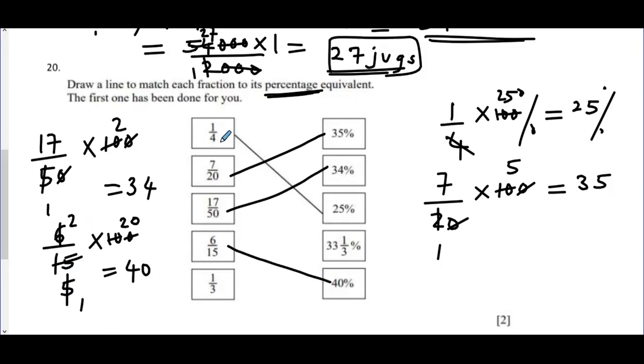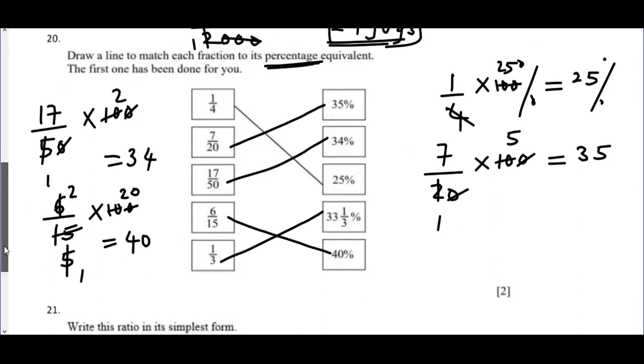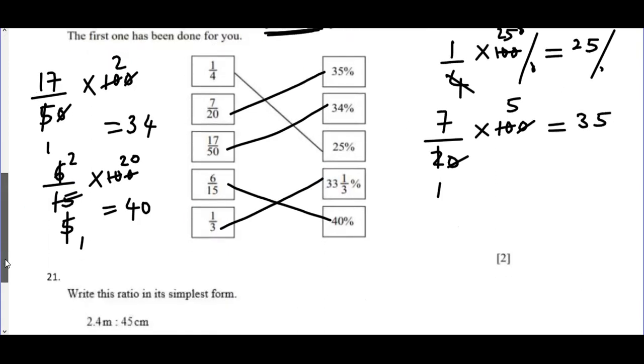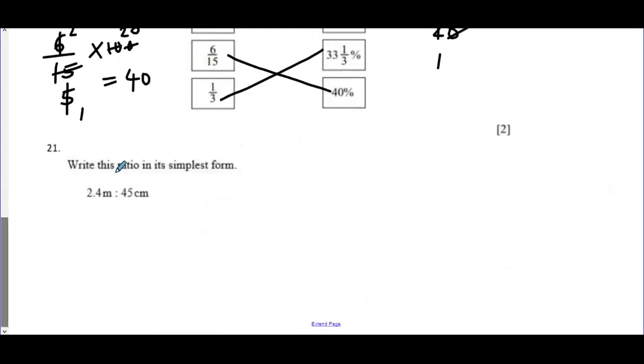Okay, so I can see that every single fraction here has been matched to its corresponding percentage. So automatically, because we are left with one fraction and one percentage, I don't have to waste time. Instead, I'm going to take 1 over 3, head it over to 33 1/3%. And you can try to check out that. Okay. The next question is, write this ratio in its simplest form.